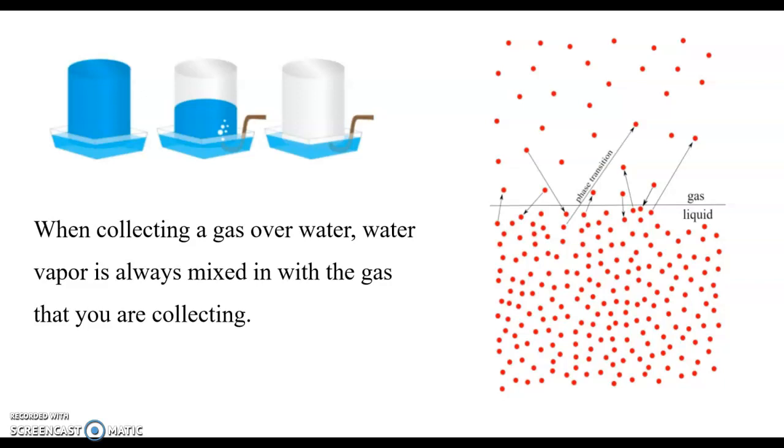When measuring the pressure of a gas collected this way, it is important to remember to subtract out that water vapor pressure from your total pressure measurement. After many experiments, scientists have agreed that the only variable impacting water vapor pressure in this scenario is temperature, and they have created tables where we can look up that relationship.